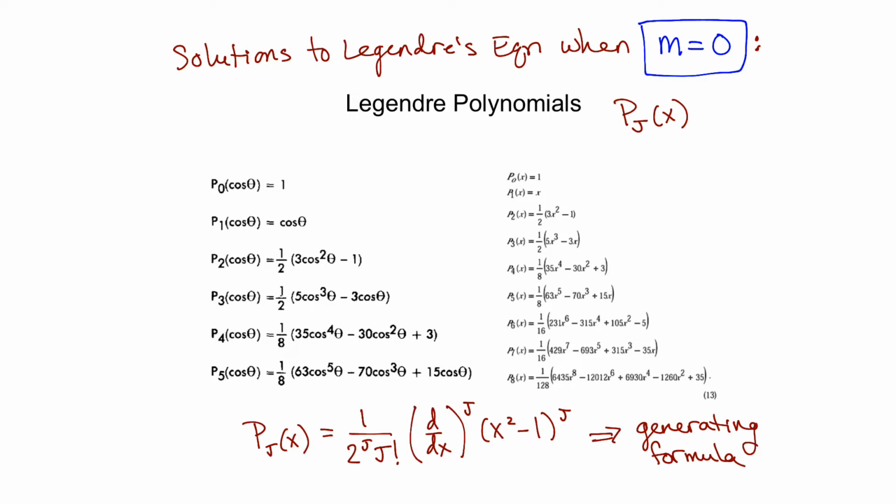Normally you can just look these up in a table when you need them, but if for some reason you would need to put them together on your own, or it's kind of nice just to see where these are coming from, this is the generating formula for the Legendre polynomials. Here again, J is just our energy level.